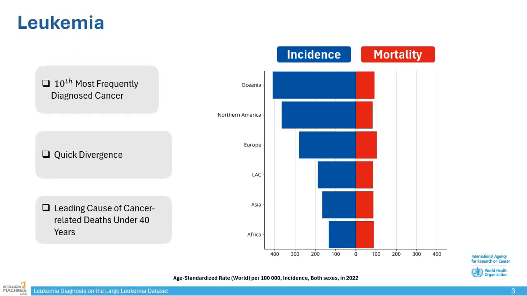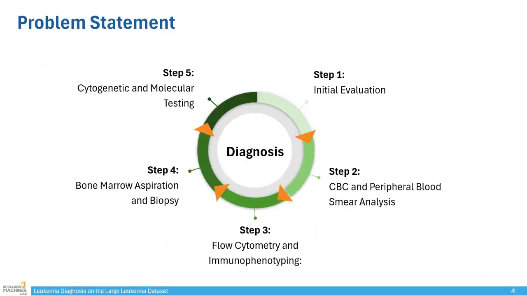Leukemia is the 10th most frequently diagnosed cancer worldwide. Due to its rapid progression, leukemia can diverge quickly. Plus, it is a leading cause of cancer-related death in individuals under 14 years of age.